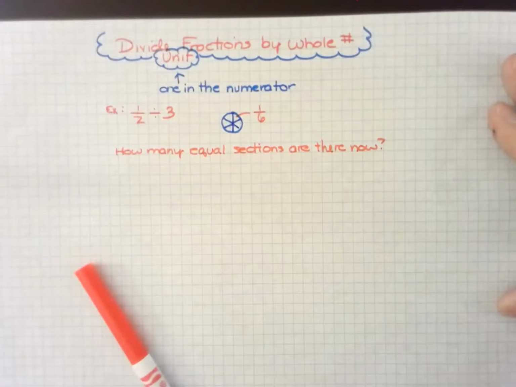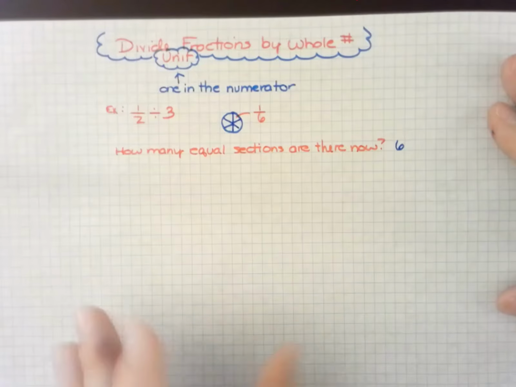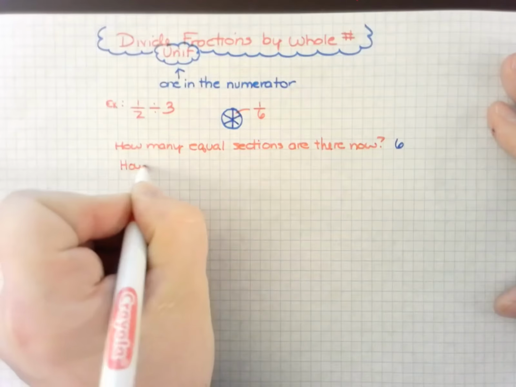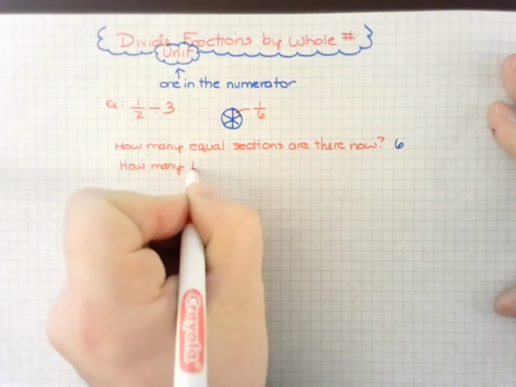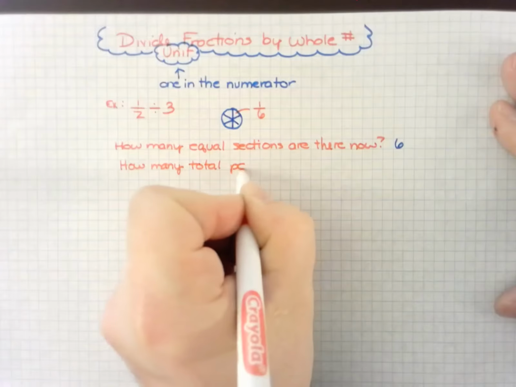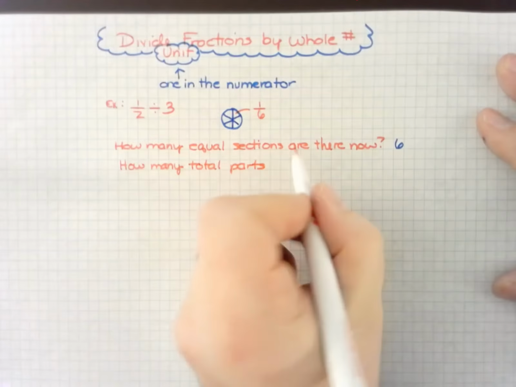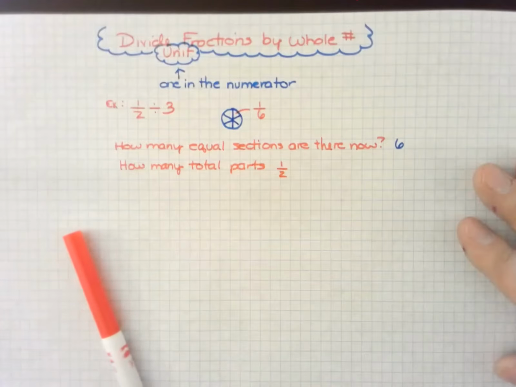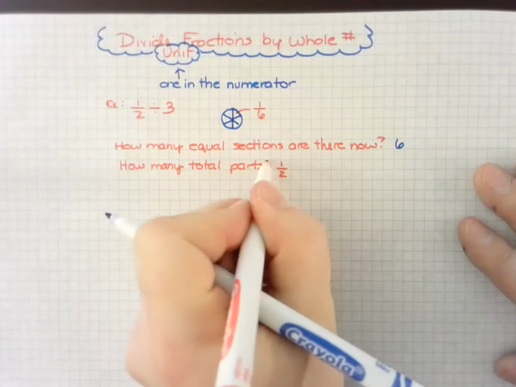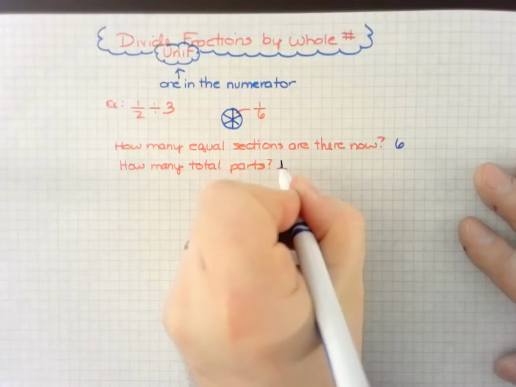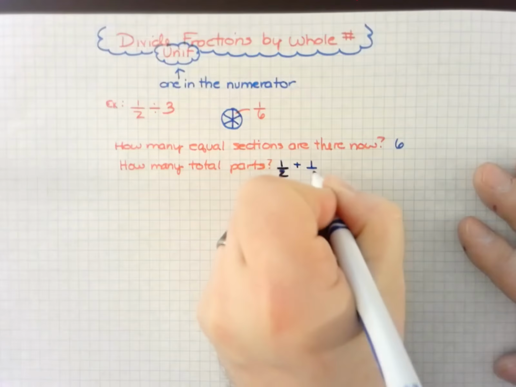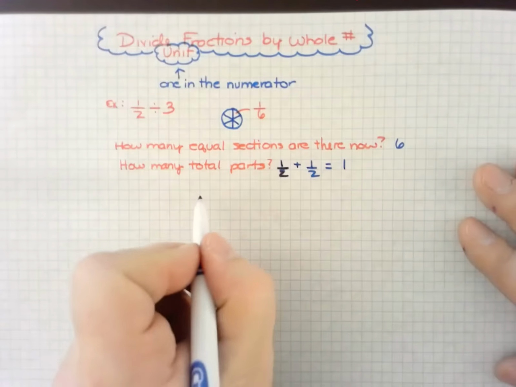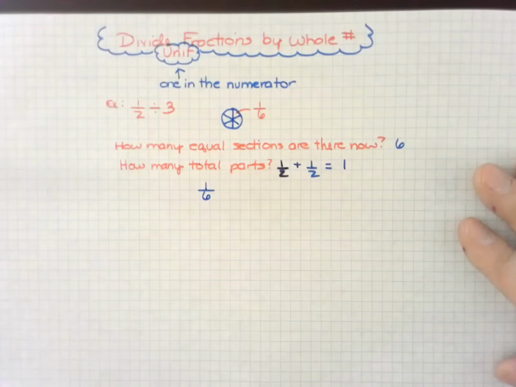So the questions we want to ask ourselves are, how many equal sections are there now? And that would be 6. And then how many total parts? Well, we have 1/2 plus 1/2 is equal to 1 total part. And so now we can represent that as 1/6.